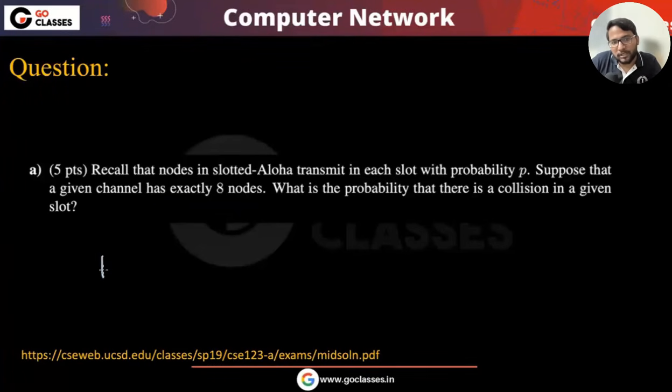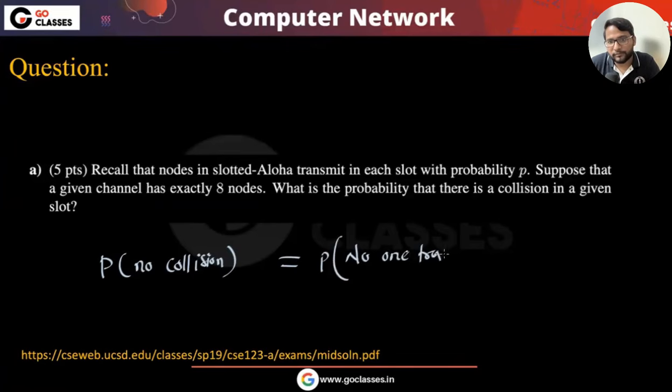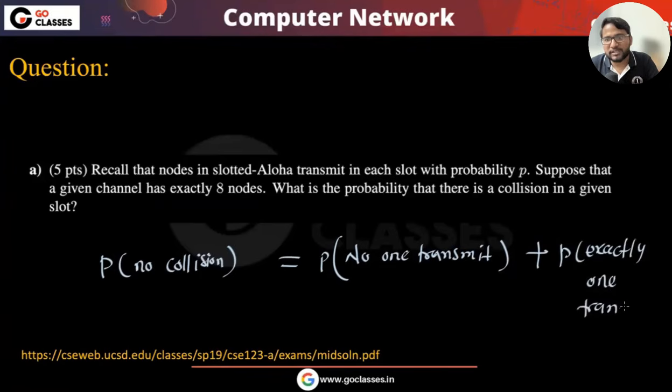Okay, what is the probability there is no collision? This means that no one transmits, probability no one transmits, or exactly one transmits. I mean, this case is actually very simple. Okay, you do not have any G and these things here. So let's just do this quickly.